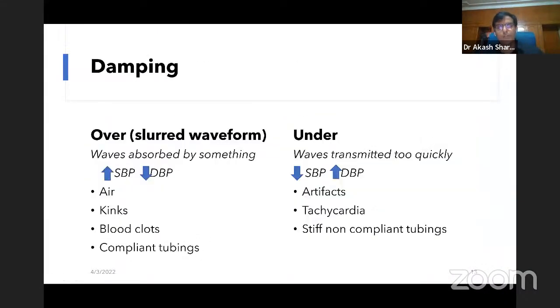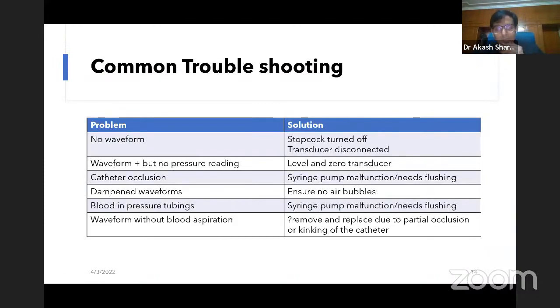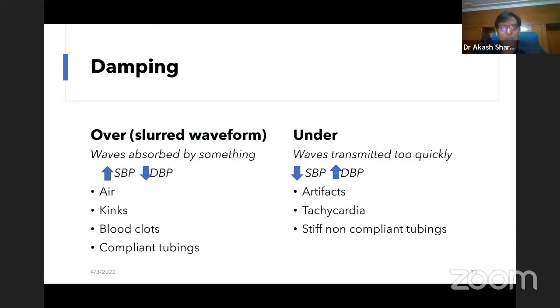So I'll go straight on to common troubleshooting. One of the common problems is damped waves. What is damping? Damping means it can be underdamped or overdamped. By a dampened wave, we understand that the waveform you see, like a pulse waveform, is not very clear and is slurred.